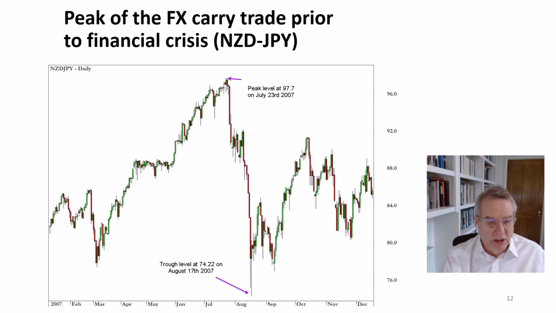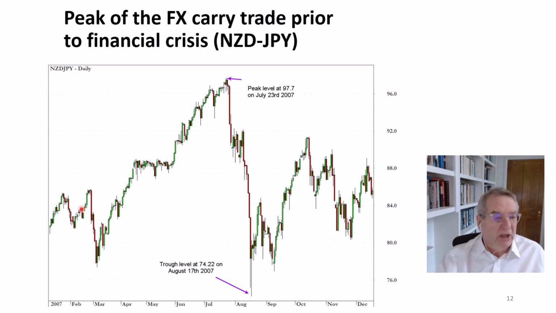This is the period leading up to the financial crisis, starting here in February of 2007, let us say, and this involves the New Zealand dollar against the Japanese yen, which is a good example of the carry trade as being practiced back then in the period leading up to the financial crisis, as I said. So here's how to understand what we see on this chart.